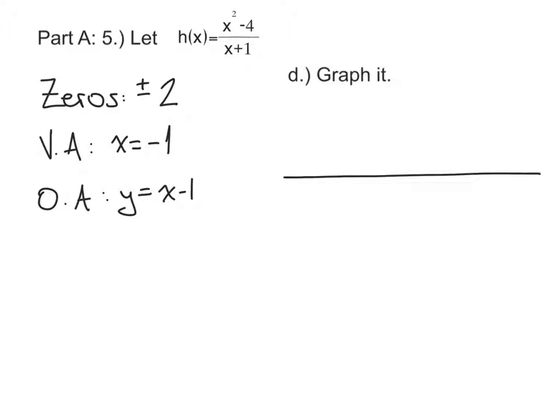So let's put it all together and graph it. First of all, our two zeros happen at negative 2. Let's see, there's negative 1, 0, 1, and positive 2. Those are the two x-intercepts. Our vertical asymptote happens when x is negative 1, so I'm going to draw a dotted line there.